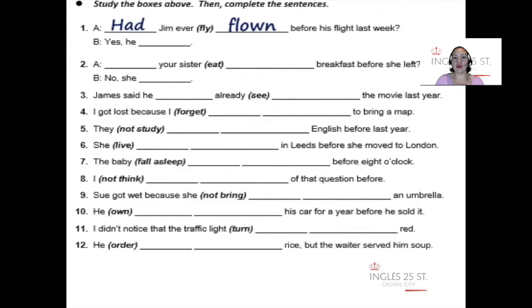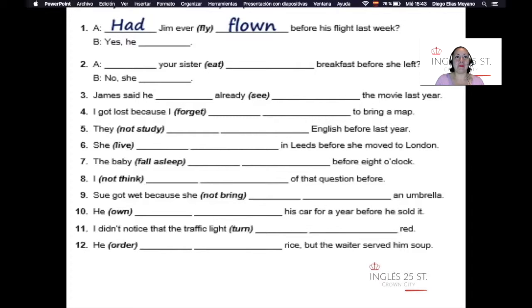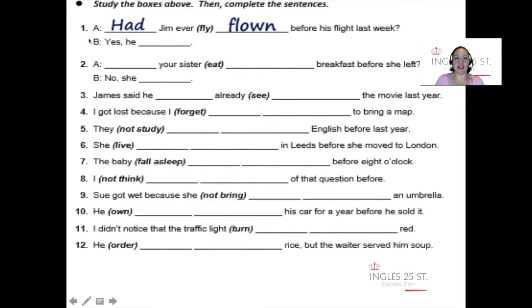Okay, so we are going to have an activity about the past perfect to see if you had already understood. And the first one, it's already there. It says, had Jim ever flown before his flight last week? Yes, he had. Okay, so the second one is going to, Jesus, you're going to do it, and then Maria number 3, and then you're going to continue like that.